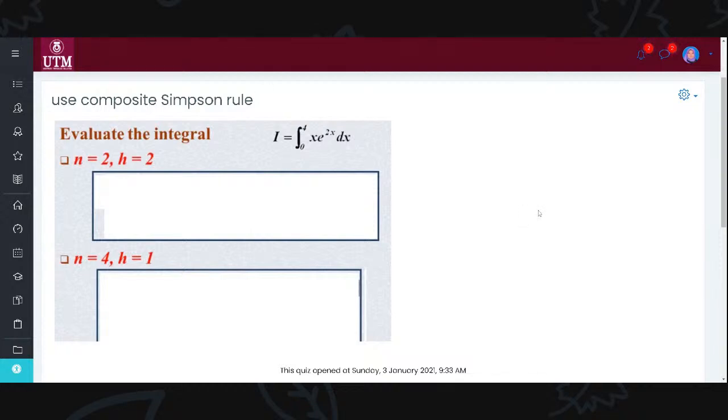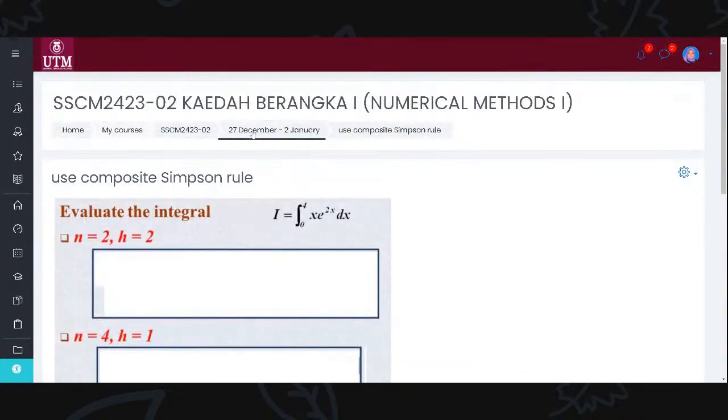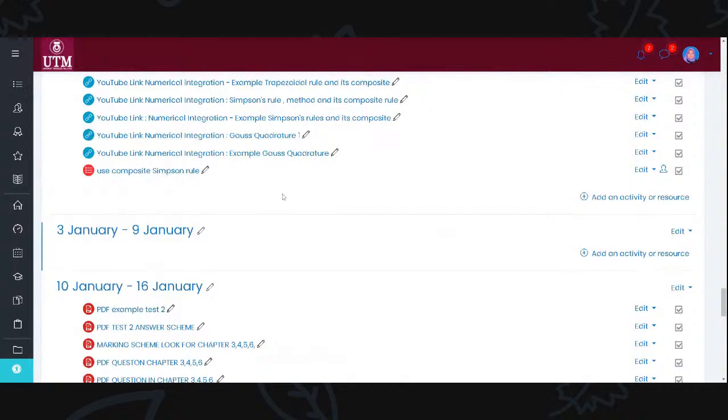I print screen and send to your Telegram. Make sure that you can answer this before 12 midnight. Because this is a quiz, I give you a time. Go to the Telegram, I send you the place where you can post your answer script.